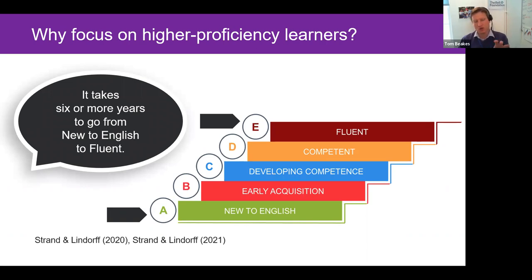And although this is based on data from the UK, I think from personal experience and from working in other contexts, this seems like a reasonable estimate for many of our students. Of course, all students are different, so we need to bear that in mind as well. And there will be a range of different speeds as students progress.